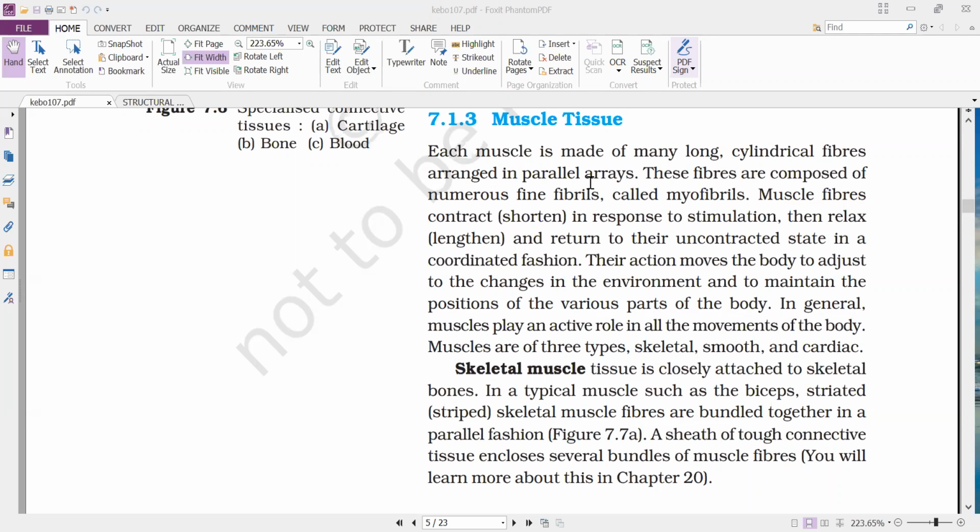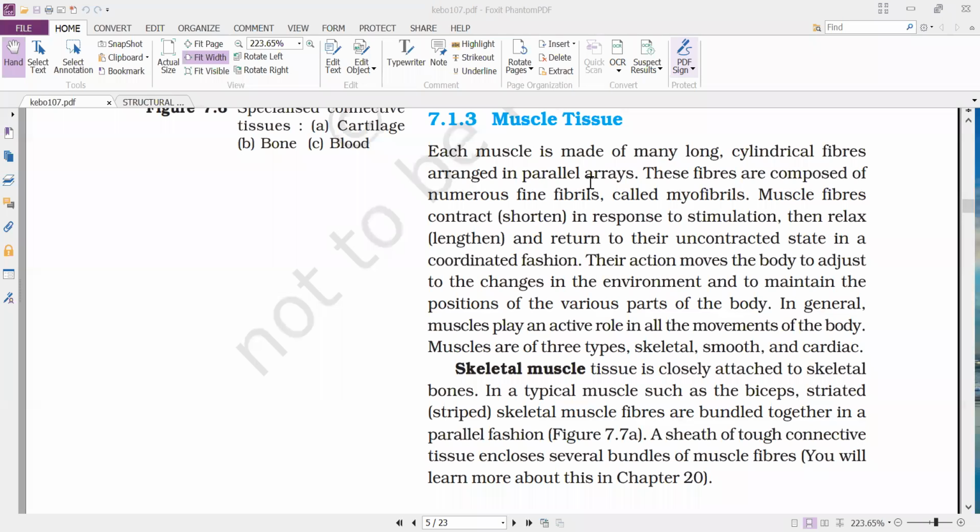Okay, in general, muscles play an active role in all the movements of the body. If any part that is present in our body is moving, it is only because of the contraction and relaxation of the muscle that is associated with that body part. So in general, muscles play an active role in all the movements of the body.